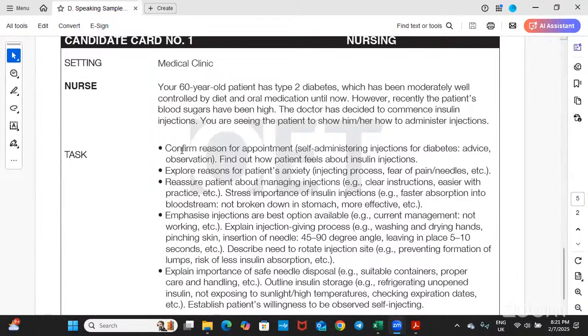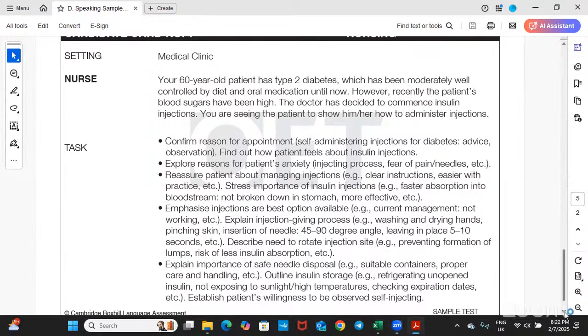So now, what are the components here based on this one? What do you think you have to plan for? This is a setting we should know. Now, before we start the role play, what are the things that we should know? Okay, what are the components that we know? So here you can see. So confirm the reason.